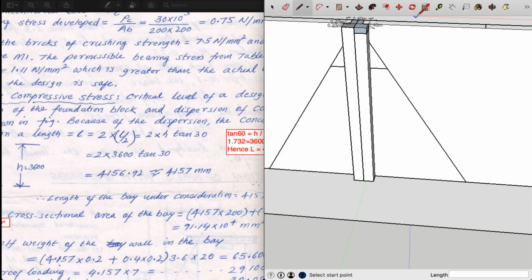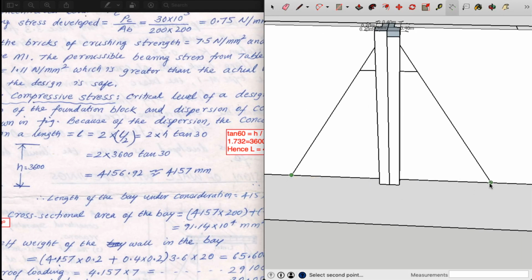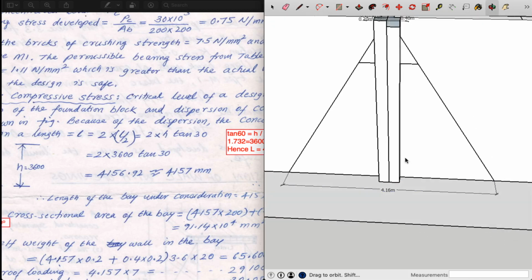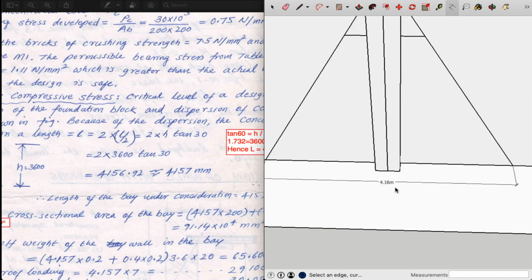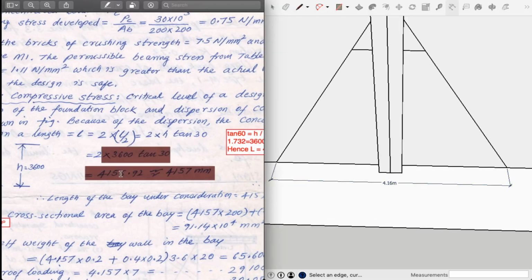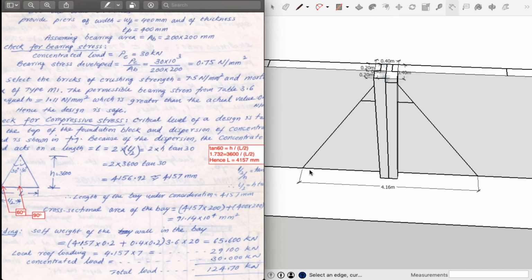So if you just see this particular dimension over here, which is already made by simply extrapolating, you can see that it is 4.16 meters. This is purely done in a geometrical model which shows you an exact 4.16 meters, and this is done on a trigonometrical approach with a simple solution using tan theta, which gives 4.157, nearly 4.16 meters. So the length of the bay under consideration is 4.15 or 4.16 meters, which is the actual span you have to consider for the load application.